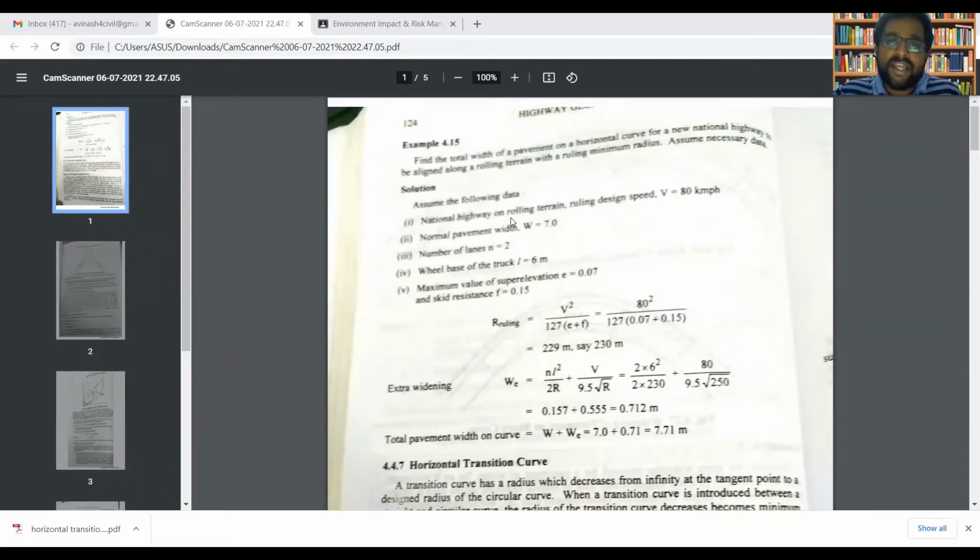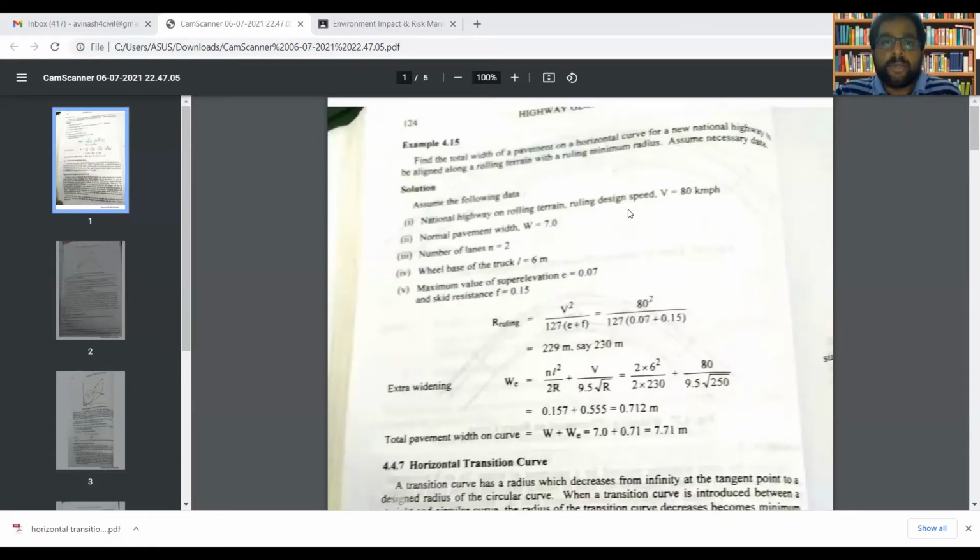So for national highway on rolling terrain, we have discussed about the different types of terrains: rolling, plain, mountainous, steep, etc., depending on the gradient, right? So in that class, I have shown you a table regarding the design speed, okay? Depending on the terrain, what should be the design speed? So for national highways on rolling terrain, the design speed is taken as V is equal to 80 km/h. The pavement width is equal to 7 meter.